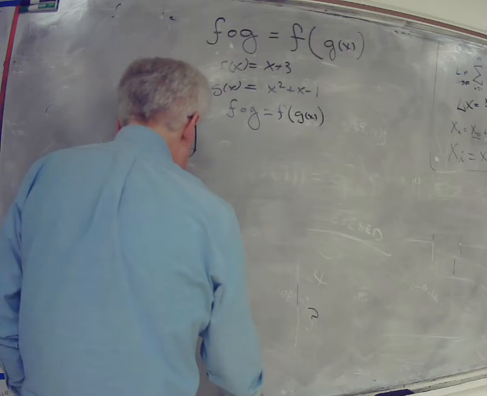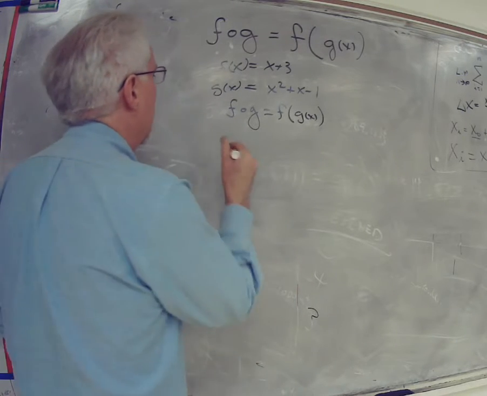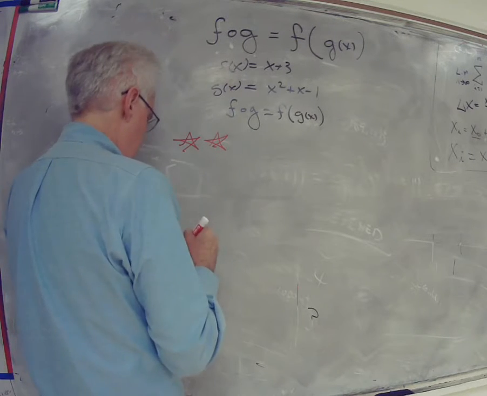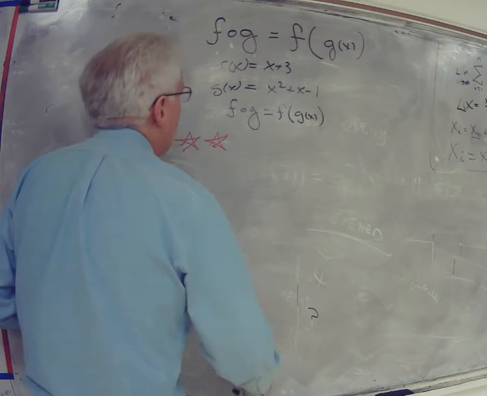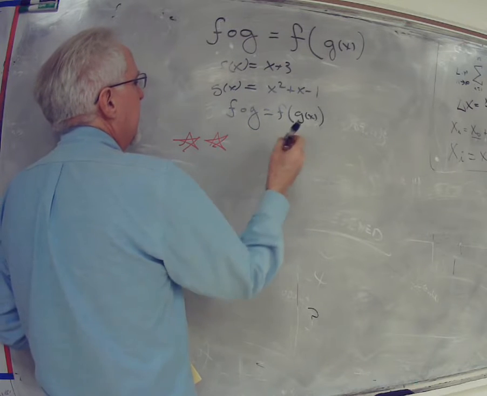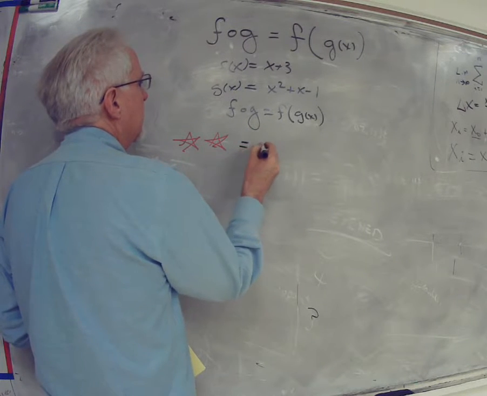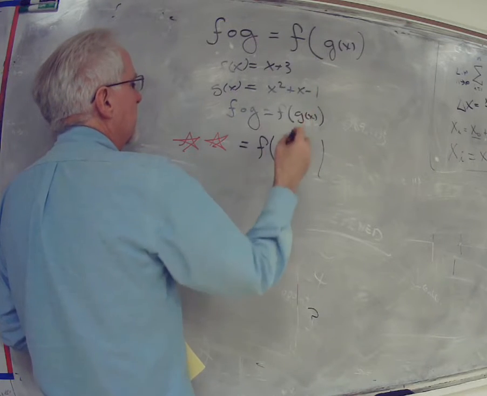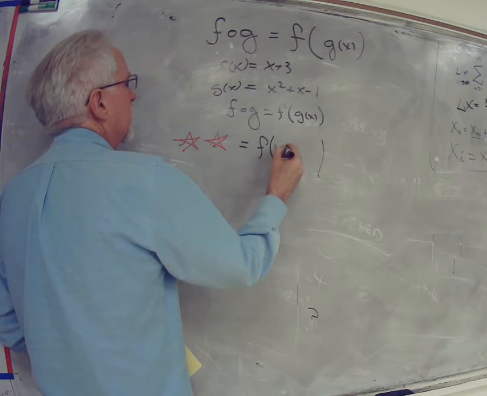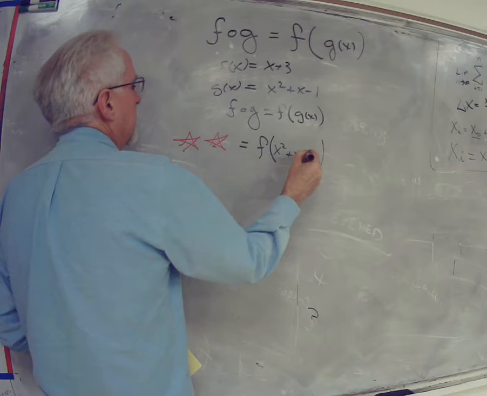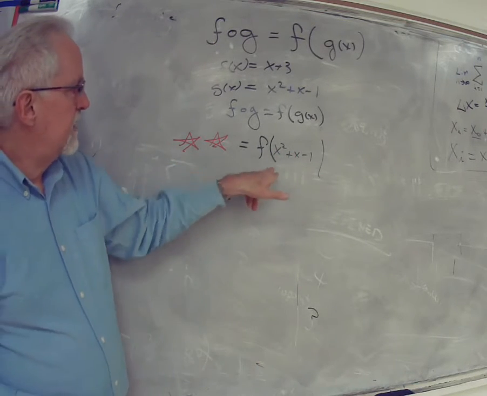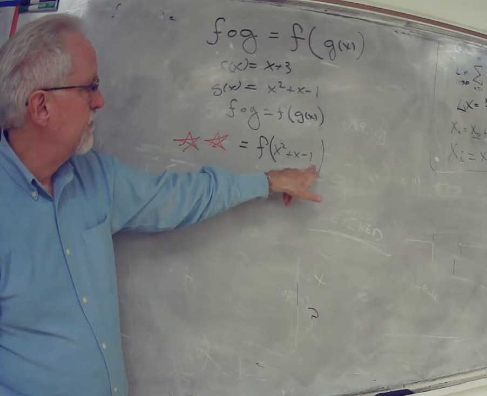Now, this is the step that I don't want you to skip. Put stars by it. Every time you work a problem, write this down and then say it is equal to f of what? Put in the g of x. What is g of x? X squared plus x minus 1. Put in this step: f of x squared plus x minus 1.